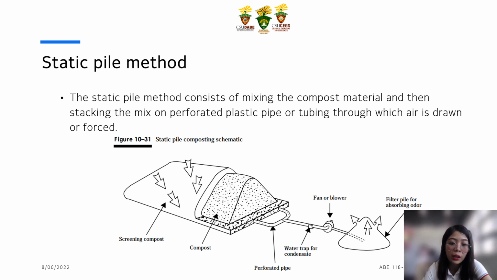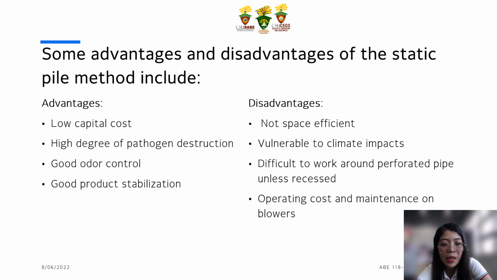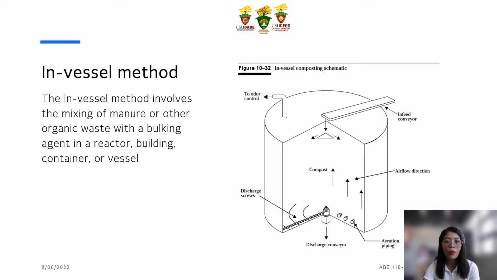And kani sad siya ang advantages of using the static pile method. The advantages are low capital cost, high degree of pathogen destruction, good odor control, and good product stabilization. While sa disadvantages: not space efficient, vulnerable sa climate impacts, difficult to work around perforated pipe unless recessed, and then operating cost and maintenance of the blower.